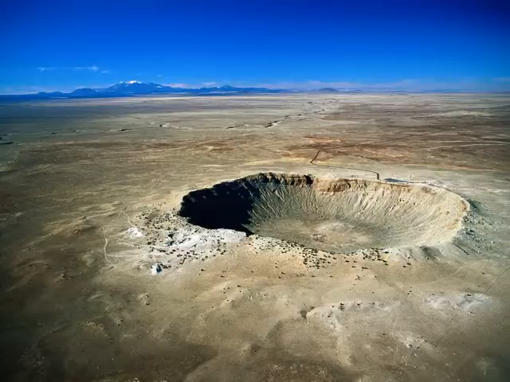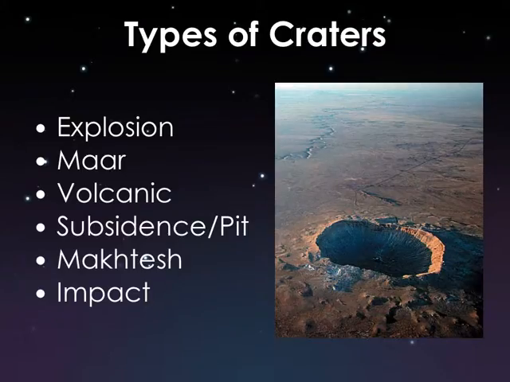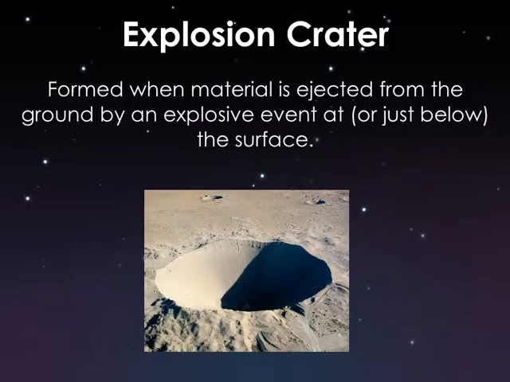We usually think of craters as places hit by meteors, meteorites, etc., but there are many different kinds and each have their own characteristics. The different types are explosion craters, mares, volcanic craters, subsidence and pit craters, Macteshes, and impact craters. Explosive craters are formed when materials are ejected from the ground by an explosive event at or just below the surface.